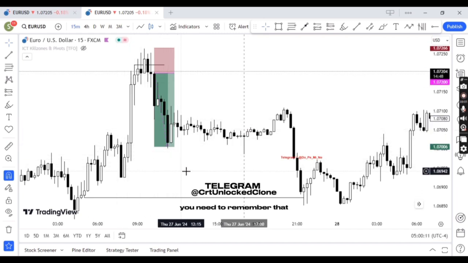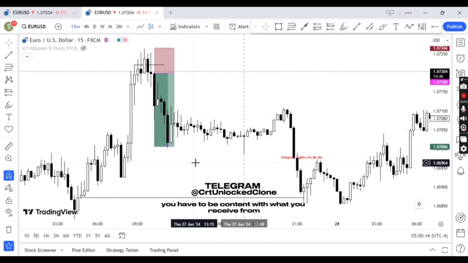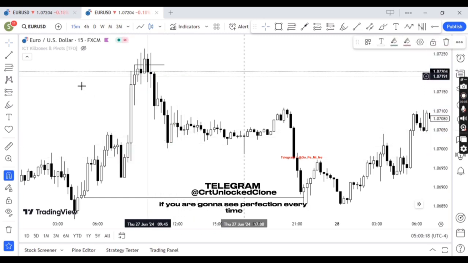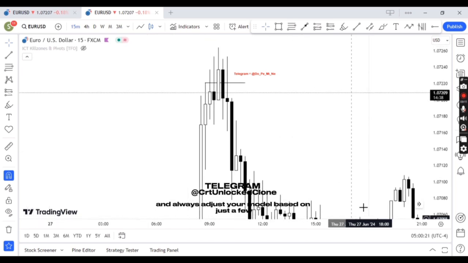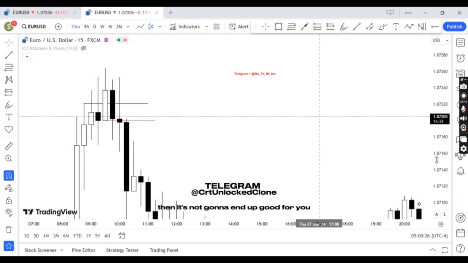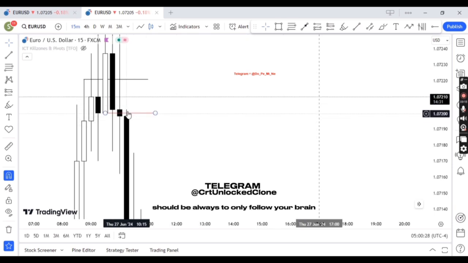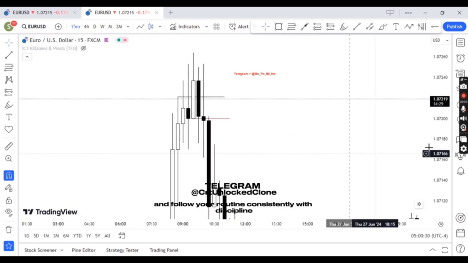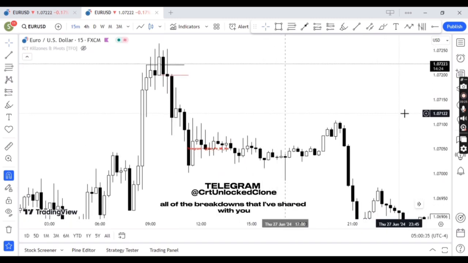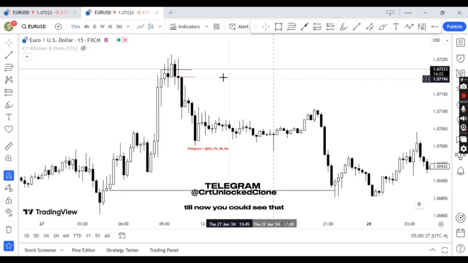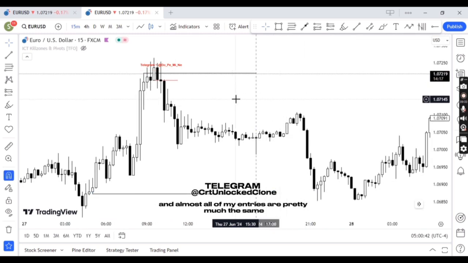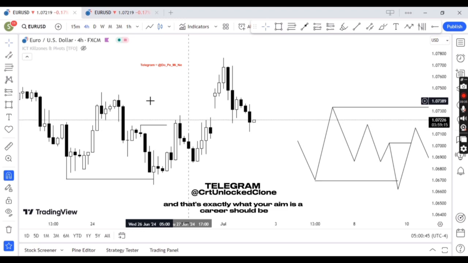One thing you need to remember is that you have to be content with what you receive from the markets, right, and never seek perfection. If you are always going to seek perfection and always adjust your model based on just a few minor factors, then it's not going to end up good for you. Your objective as a trader should always be to only follow your plan and follow your routine consistently with discipline, right? Now based on all of the breakdowns that I've shared with you till now, you could see that all of my entries have a specific logic behind them, and almost all of my entries are pretty much the same, right? And that's exactly what your aim as a trader should be.